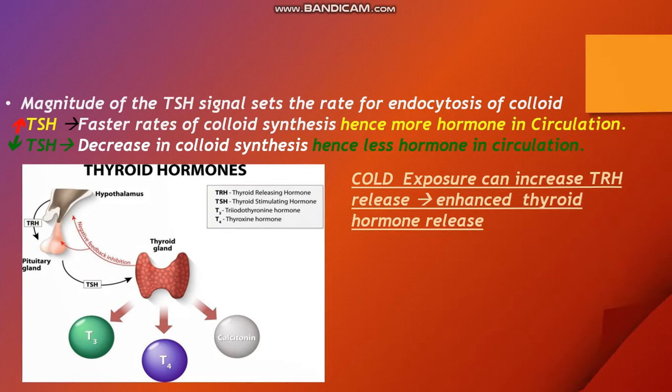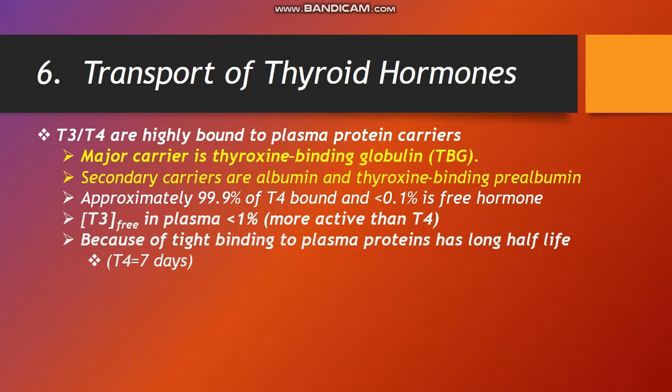Transport of the thyroid hormone. T3 and T4 are highly bound to plasma protein carriers. And remember, they are bound to plasma protein carriers to control their activity, so that their activity does not happen just like that. Only at the time of a need, when there is a need, then they are released, then they become free, and then they are taken by the target cells and they show their metabolic processes. The major carrier is thyroxine binding globulin, TBG. Its level is also checked for the function of the thyroid gland. Secondary carriers are albumin and thyroxine binding prealbumin.